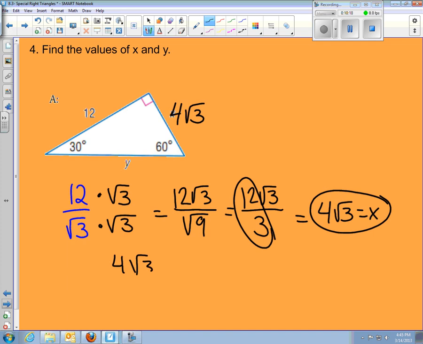4 square root of 3 times 2. Do I take that 2 and times it by the 4, the 3, or both of them? Well, we're going to times it just by the 4. Again, it's that radical rule because of the square root. So we get 8 square root of 3 equals y.